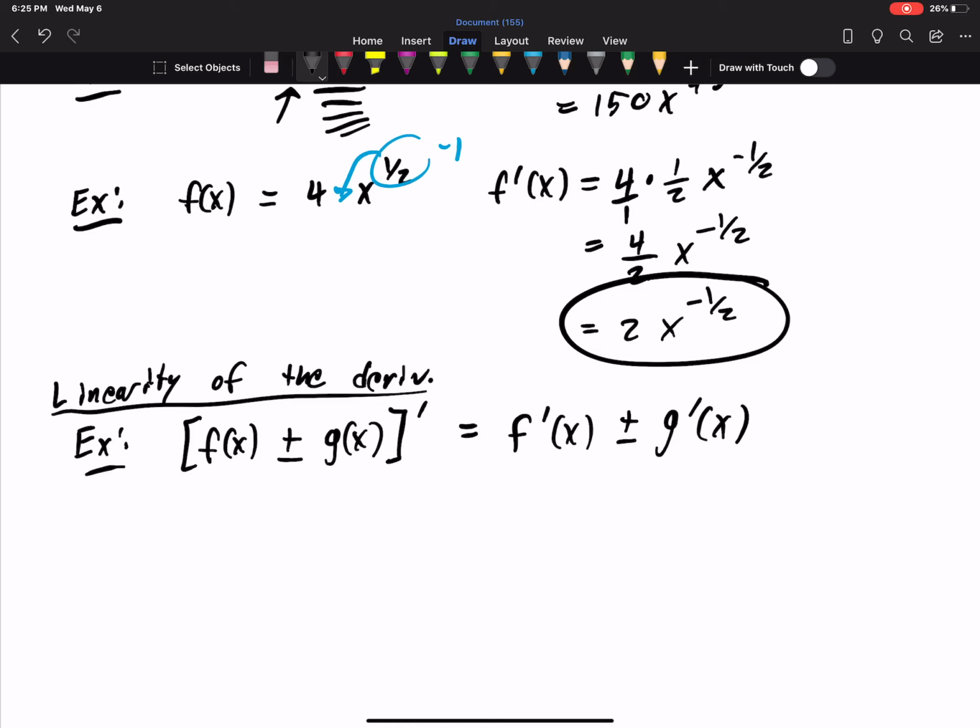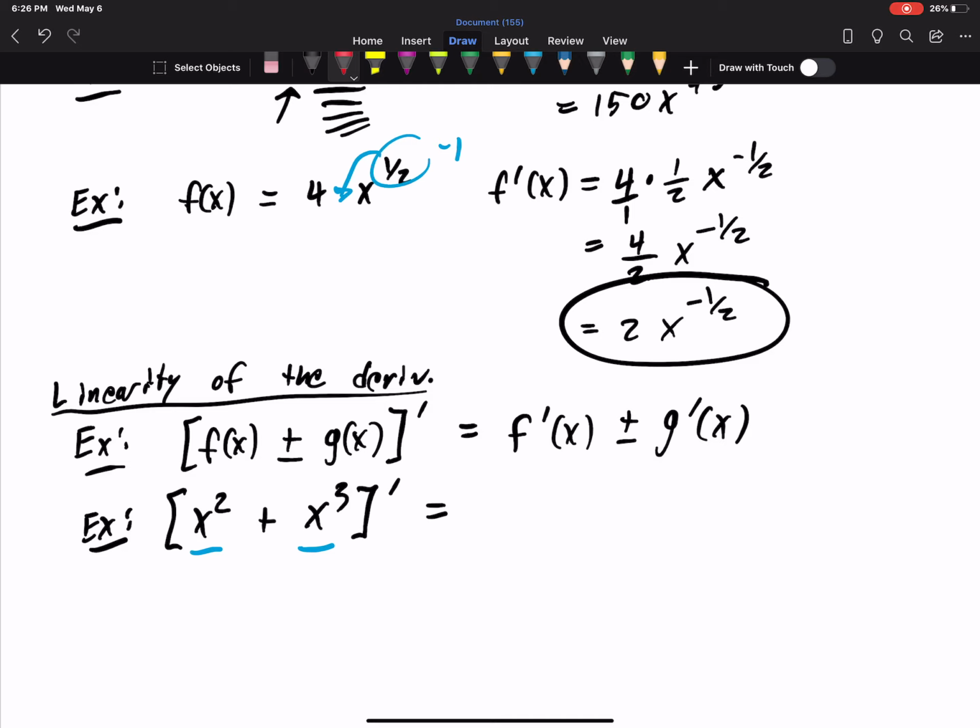So as a more tangible example, if I had, say, x squared plus x cubed, and I want to find the derivative of this thing. So I have this entire thing, and I want to find the derivative. So what I'm going to do is I'm going to derive each of them individually and then add them up. Okay, so that's what I mean by linearity of the derivative. It's a linear operator, as we say in advanced mathematics.